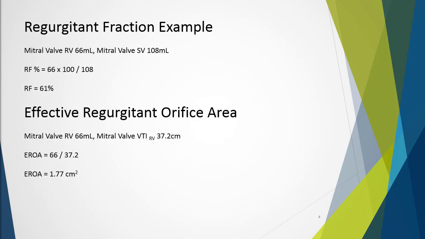So here's an example of it all. In my previous one, we had a mitral valve with a regurgitant volume of 66 mL, and we knew the stroke volume through that regurgitant valve was 108. So the regurgitant fraction is 61%. Then working further to get the regurgitant orifice area, knowing the features that we have there, it's simply 66 divided by 37, and our effective orifice is 1.8 centimeters squared.